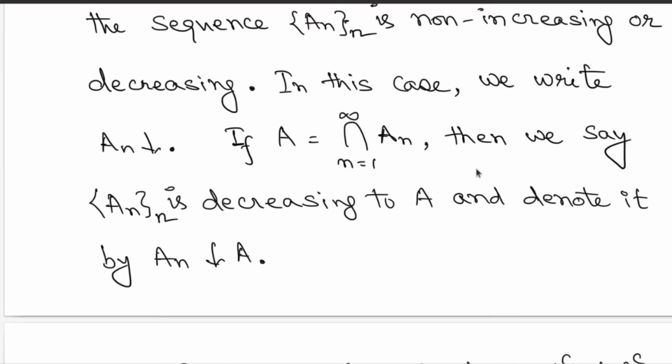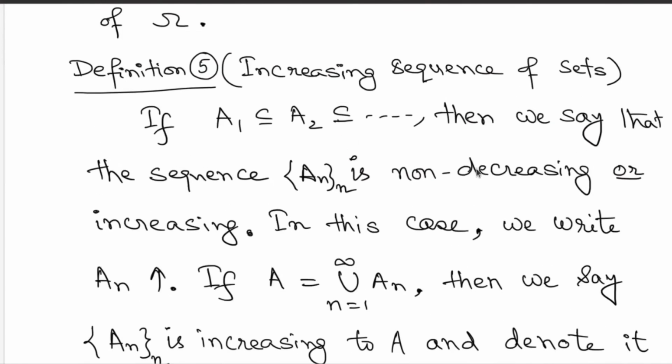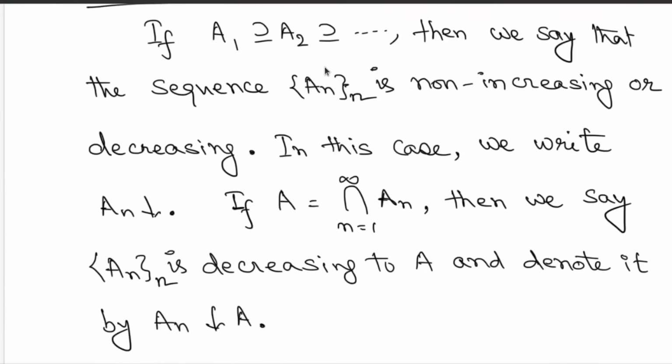Alright. So we have these two notions that we have introduced, and what you require is that first of all, for an increasing sequence, you require A_n to be contained in A_(n+1) for all n, and for decreasing sequences, you require A_n to contain A_(n+1). So you have a decreasing sequence of sets in the second case.